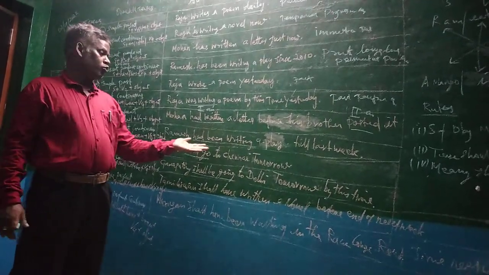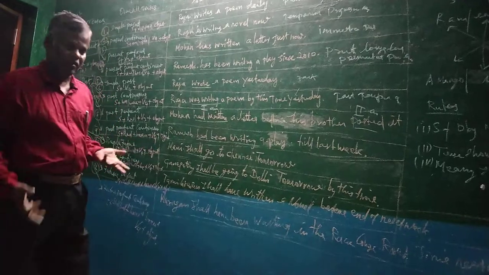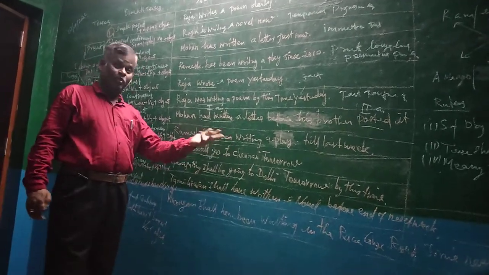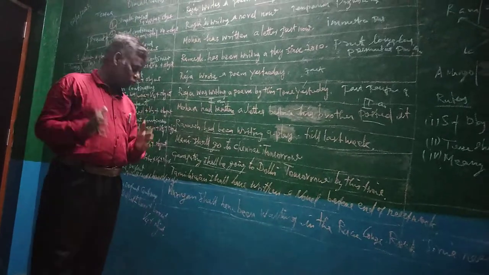I shall go to Chennai tomorrow. Who is "I"? Yes, I shall go to Chennai tomorrow. I have a plan to go to Chennai tomorrow.